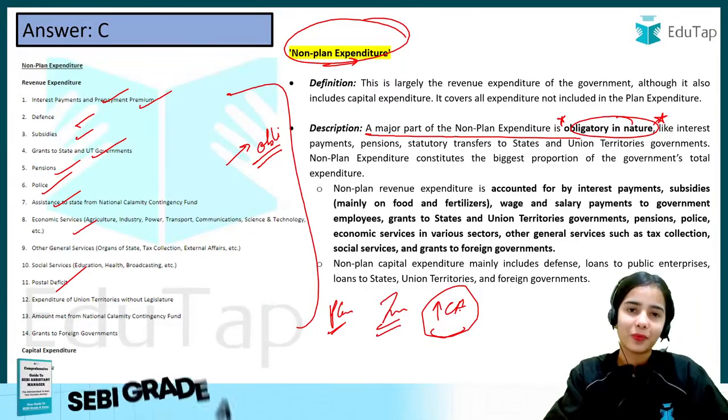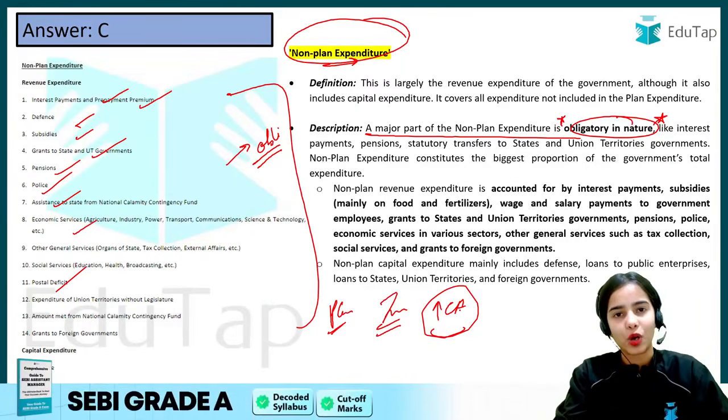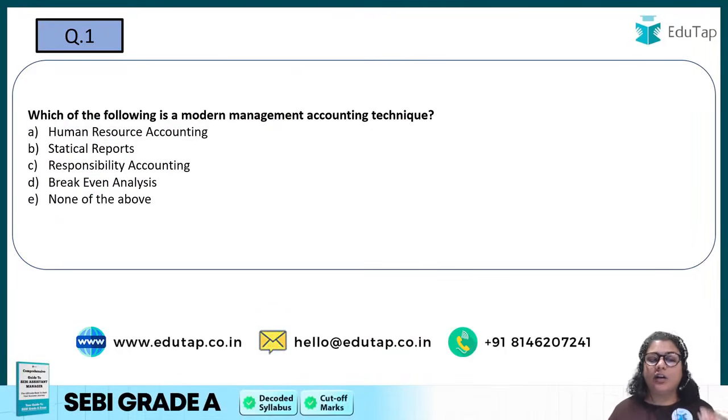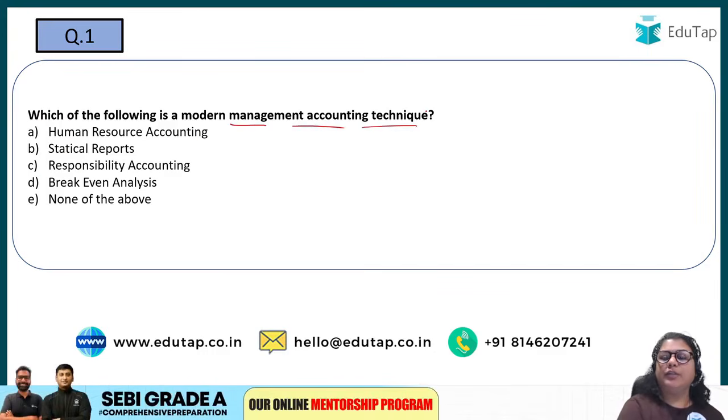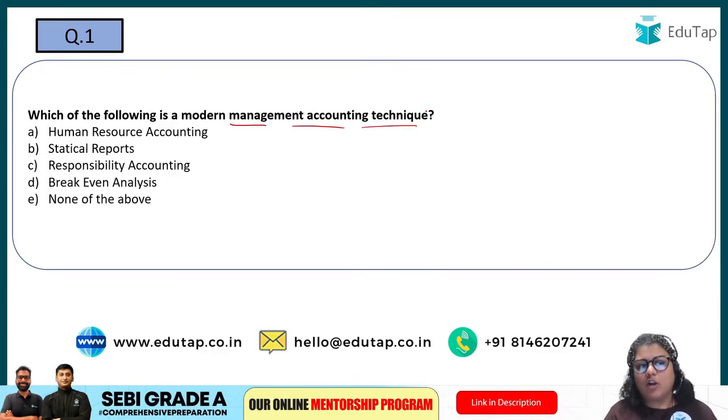So this is it. Now you will move forward with the other component. Hello everyone, let us now start with the subject costing. So this is your question number 1. Which of the following is a modern management accounting technique? Let us look at the options.